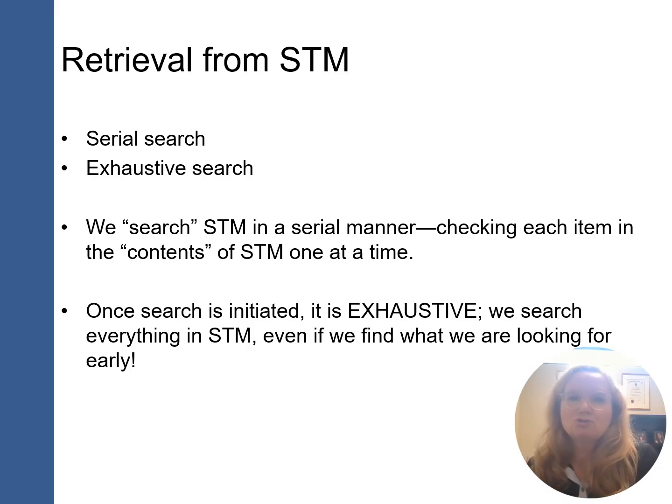So how do we search? How do we go retrieve from short-term memory? Is it a serial search? Is it exhaustive? How do we know that it might be this way? So when we search through short-term memory, what studies have shown is that we do it in a serial manner. In other words, we're checking each item in the contents of our short-term memory one at a time. So if it's sitting in short-term memory, we can search through those items one by one. And once the search is initiated, it is exhaustive, meaning we search everything in short-term memory.